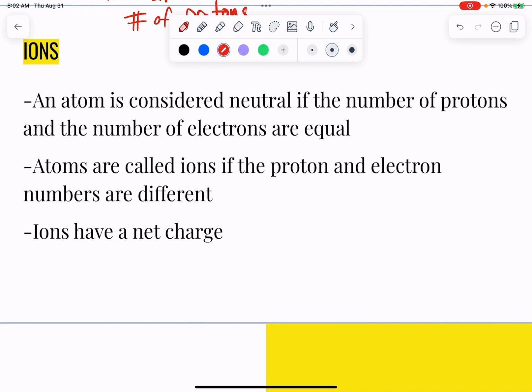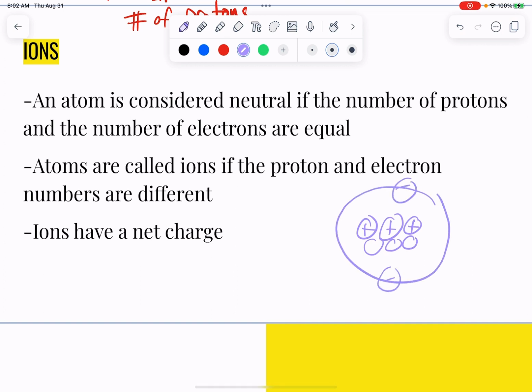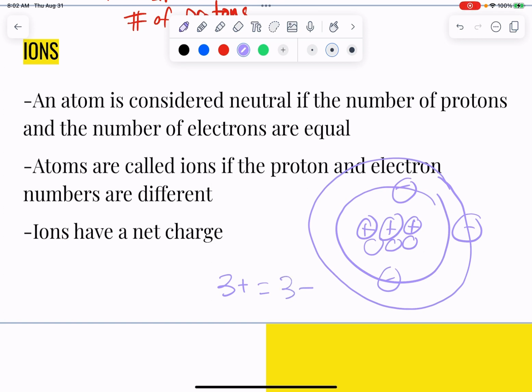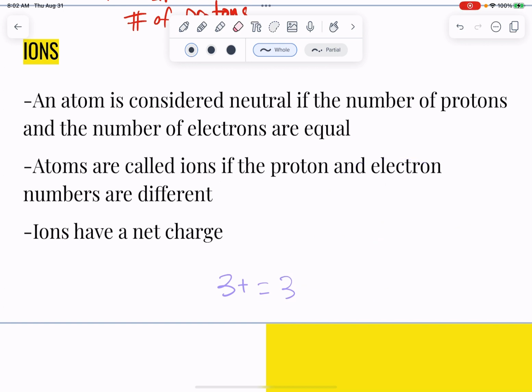Okay, so next we come to ions. So when we're talking about ions, we're talking about the charge of an atom. So here it says an atom is considered neutral if the number of protons and the number of electrons are equal. So if I have an atom and it has 3 protons, it has some neutrons, and then it has 1, 2, 3 electrons, this would be a neutral atom because the number of positives is equal to the number of negatives. So atoms are called ions if the proton and electron numbers are different.